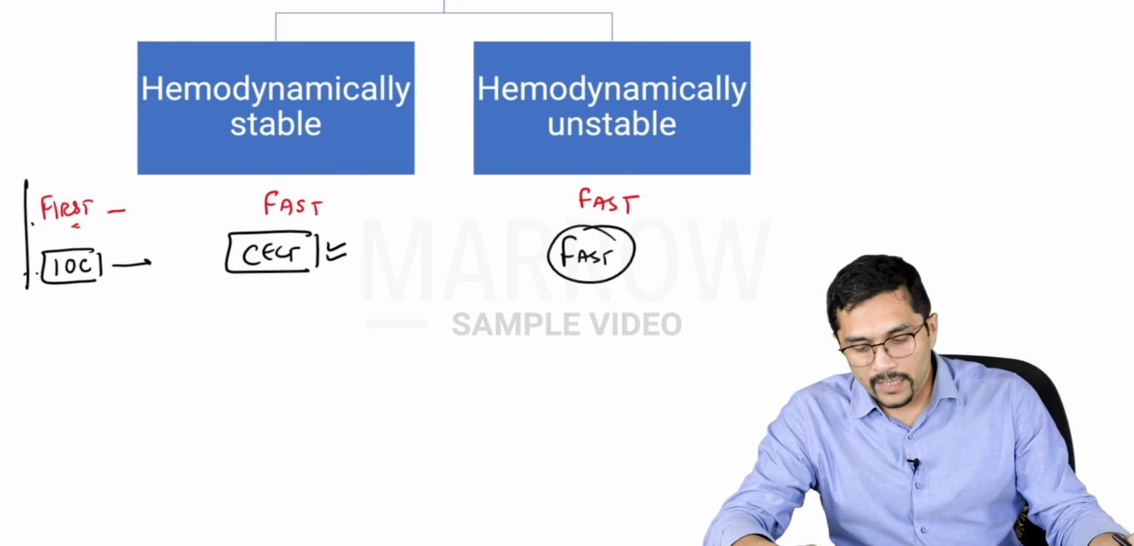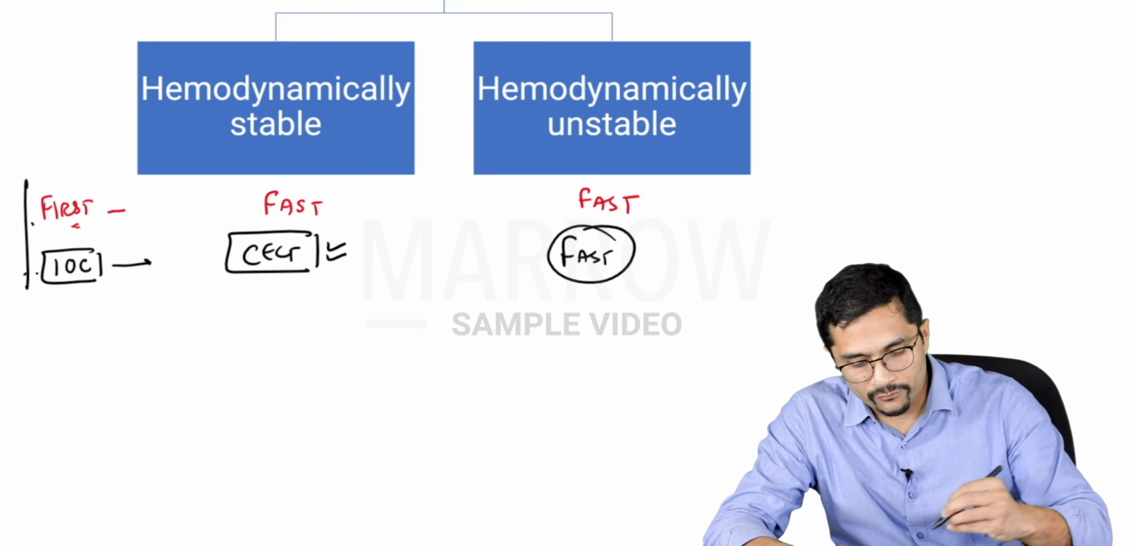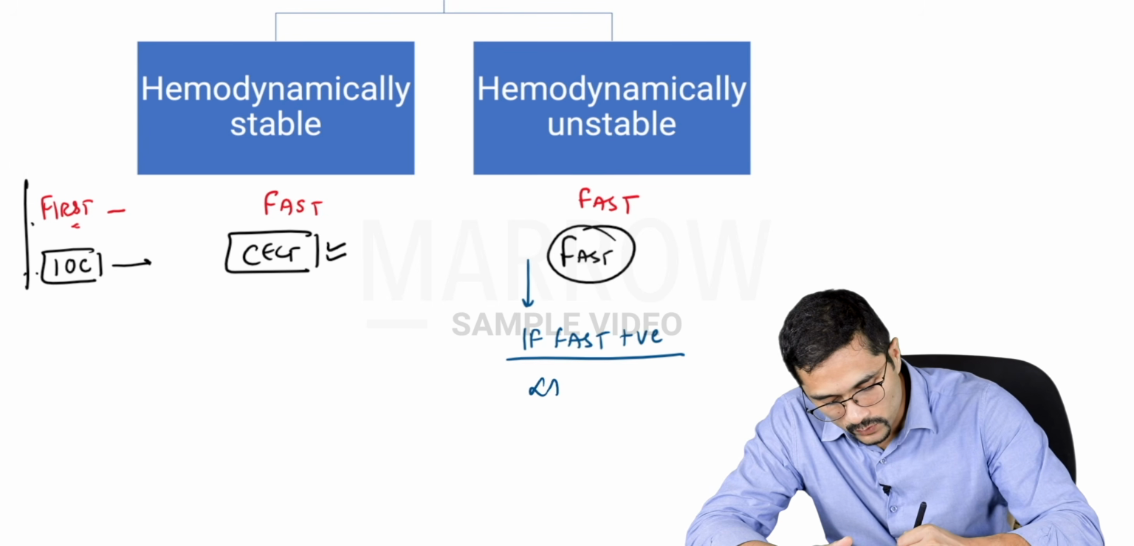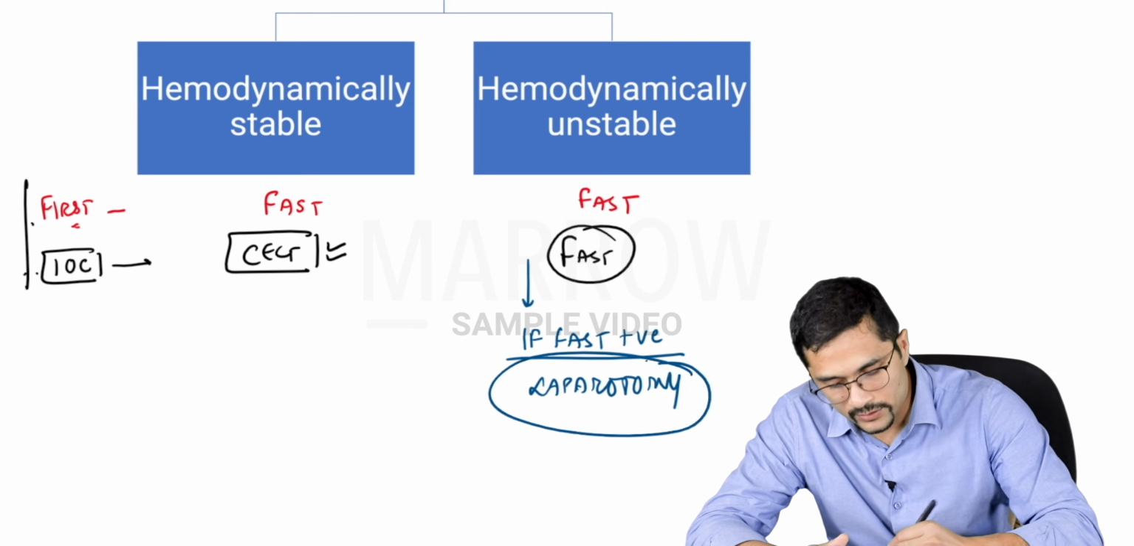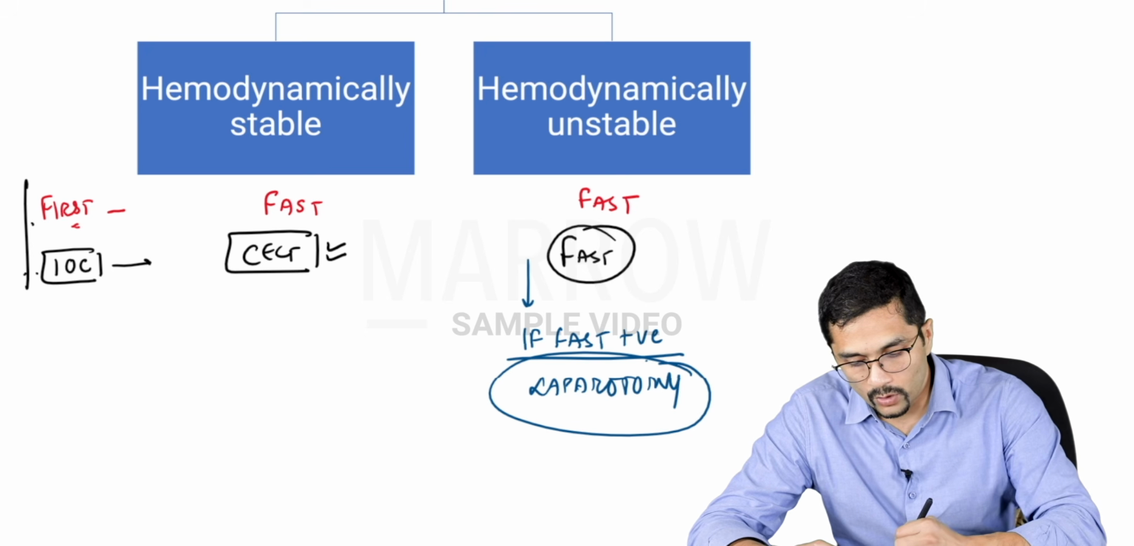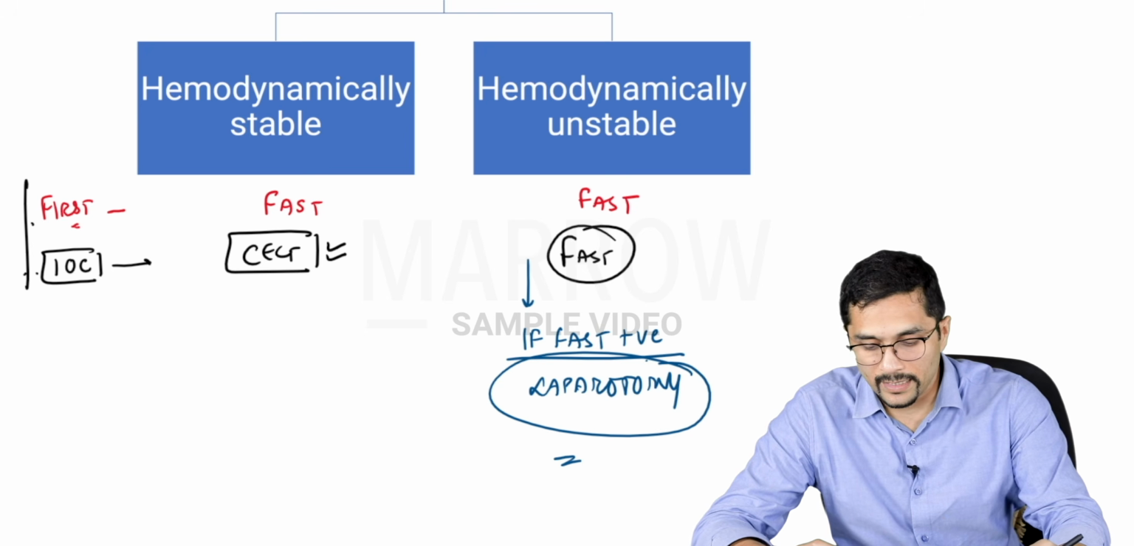That was regarding blunt abdominal trauma. So I told you if FAST is positive, then the patient goes for a laparotomy. And whenever we do laparotomy in trauma, we always do a midline laparotomy. So always a midline laparotomy will be carried out.